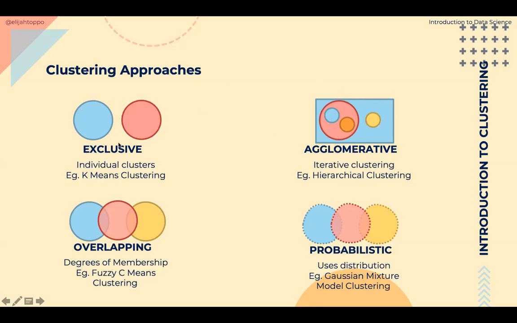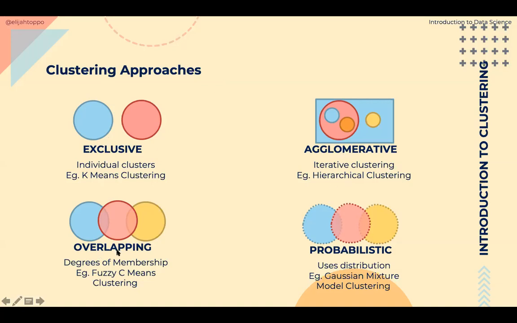Okay, which is not the case with exclusive. In exclusive, each data point belongs to only one cluster. Then for agglomerative, the algorithm that we use is called hierarchical clustering.